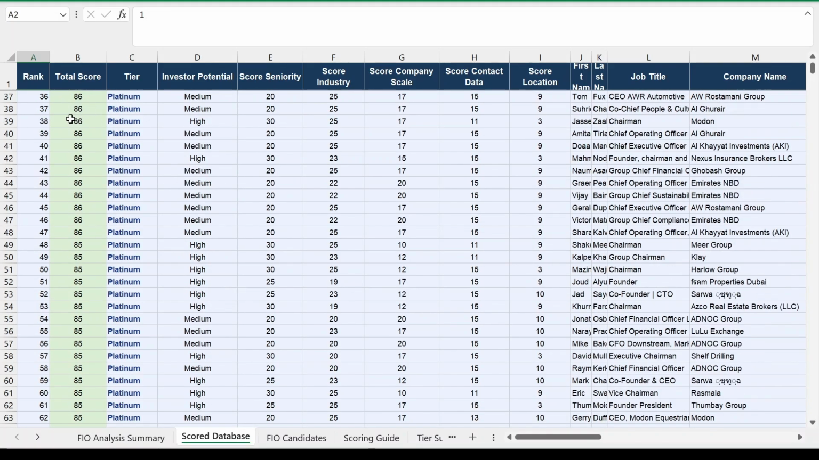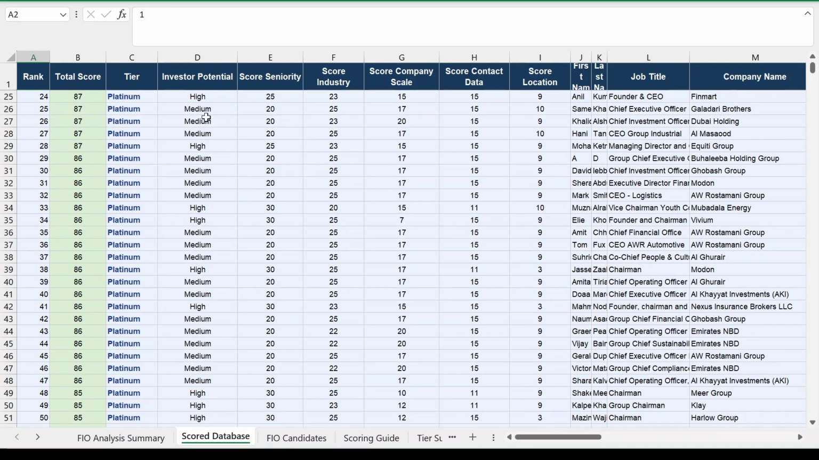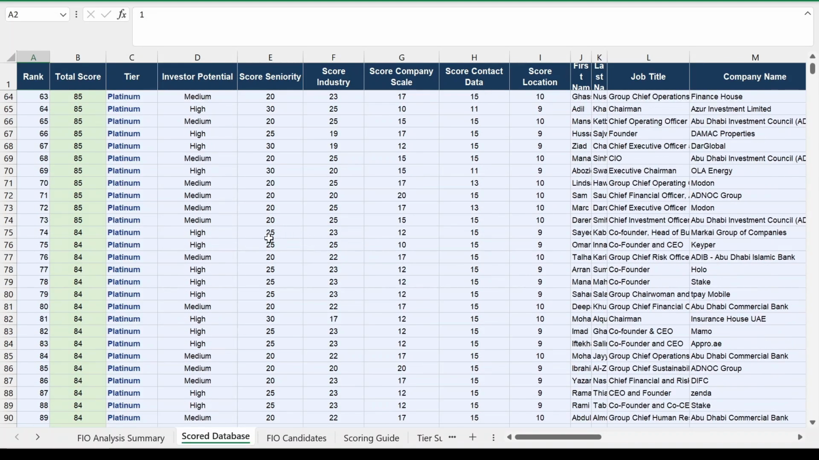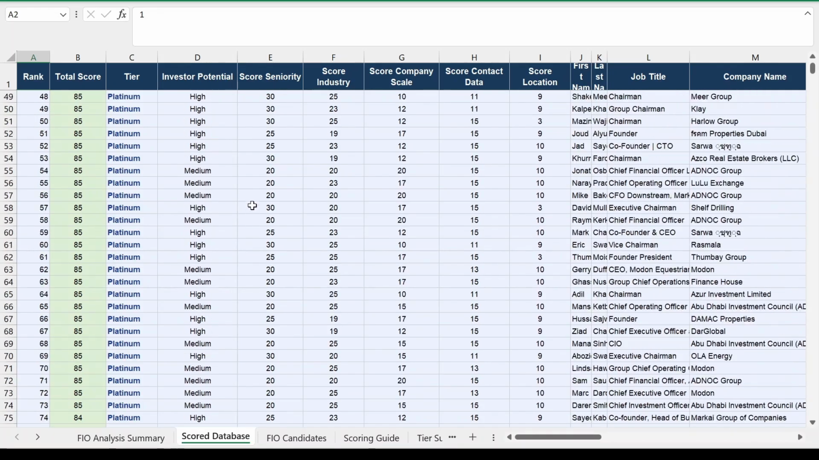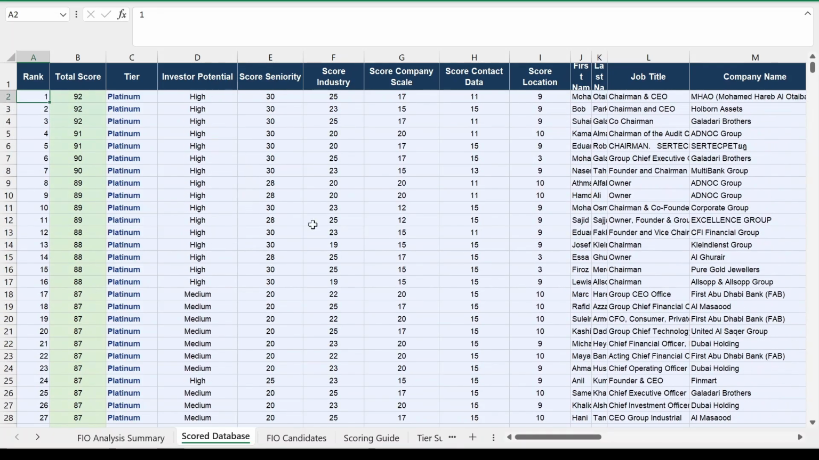So you've got total scores here. You've got tiers, platinum, investor potential. It does rank whether they'd be high, medium. Again, there will not be any lows on here because we've already screened those out. This database started actually around 65,000. Then I put it down to 17,779, which is what we would use for campaign. Think of this as a campaign ready database. You don't have to do any thinking. It's already been done. The heavy lifting's been done to get it down to here.